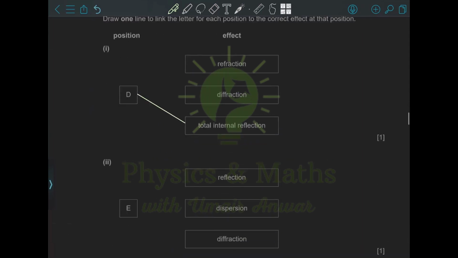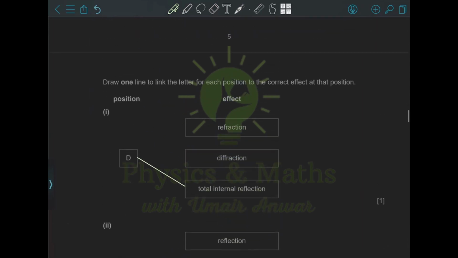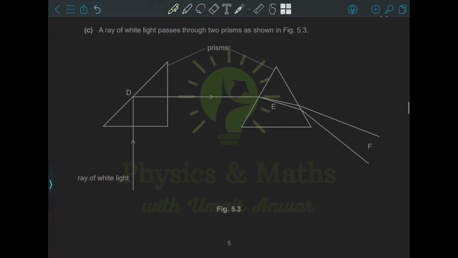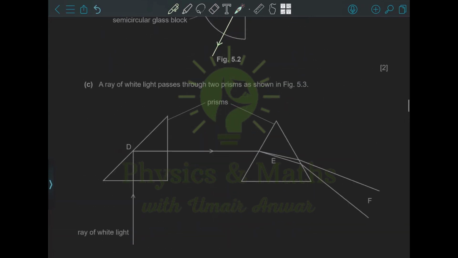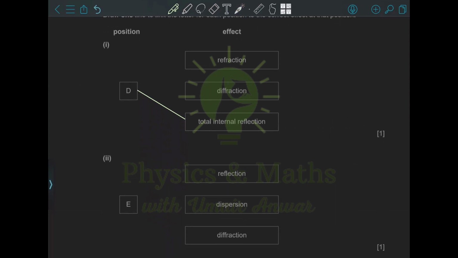Now at point E, we are given three options: reflection, dispersion, and diffraction. Reflection is not happening at E, we can see. Diffraction is not possible here. That happens only when the ray of light is passed through a narrow slit. So the only correct option out of the given options is dispersion, that the light is dispersed and broken into its constituent colors at E. So we would be making a line and joining E with dispersion.